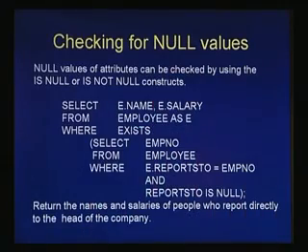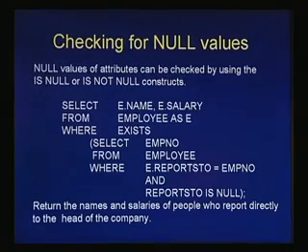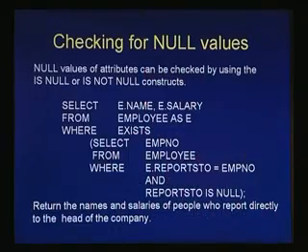Okay. So the example here shows a query which says select e dot name, e dot salary from employee as E. Okay. So that is select the names and salaries of employees where something exists. Okay. What is that exists, or that is where the following set is not null. What is the set which should not be null? The set which says select employee number from employee where E dot reports to equal to employee number and reports to is null.